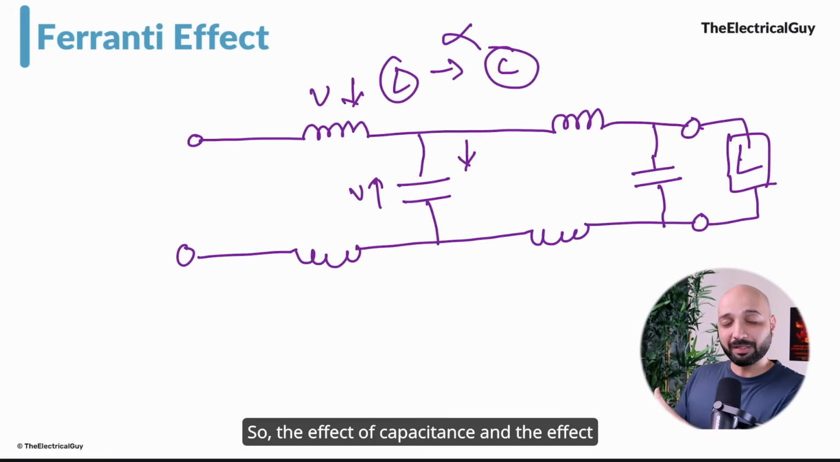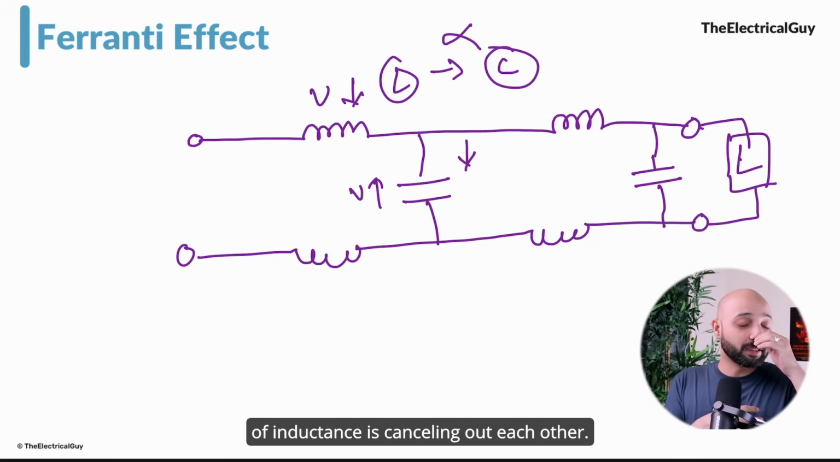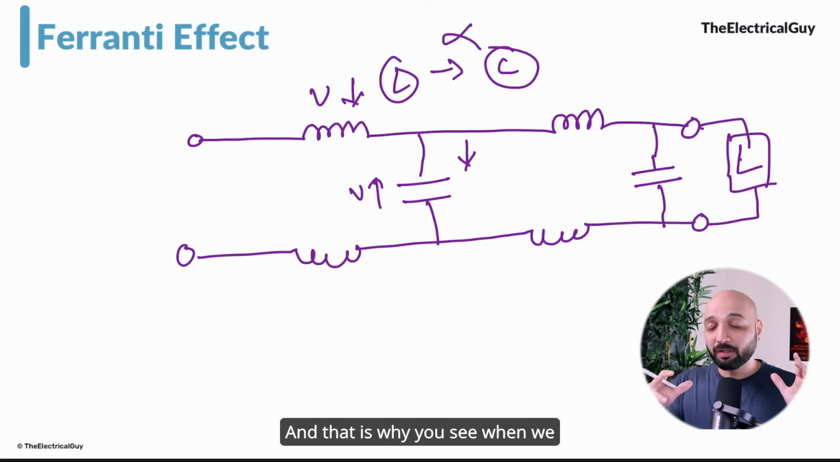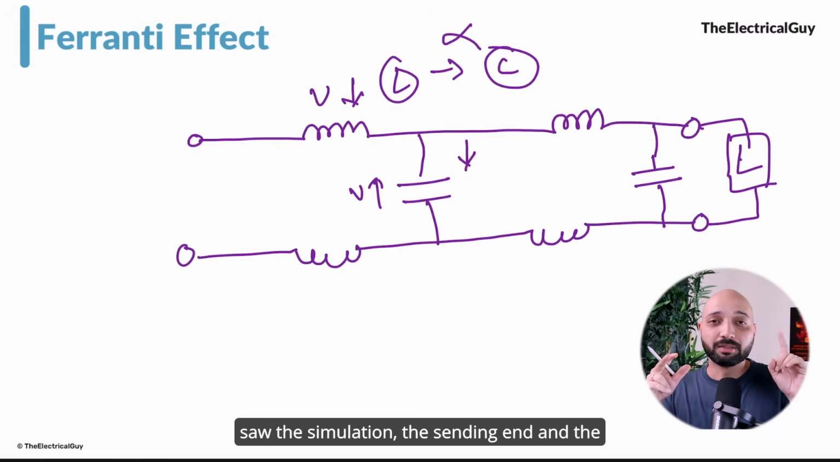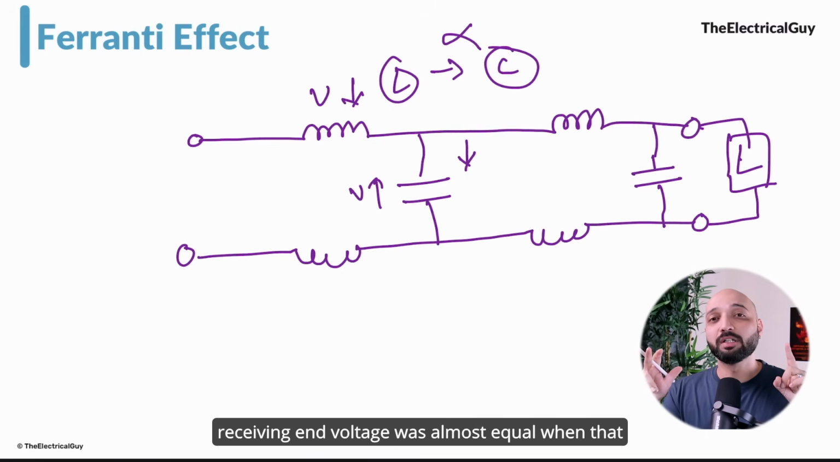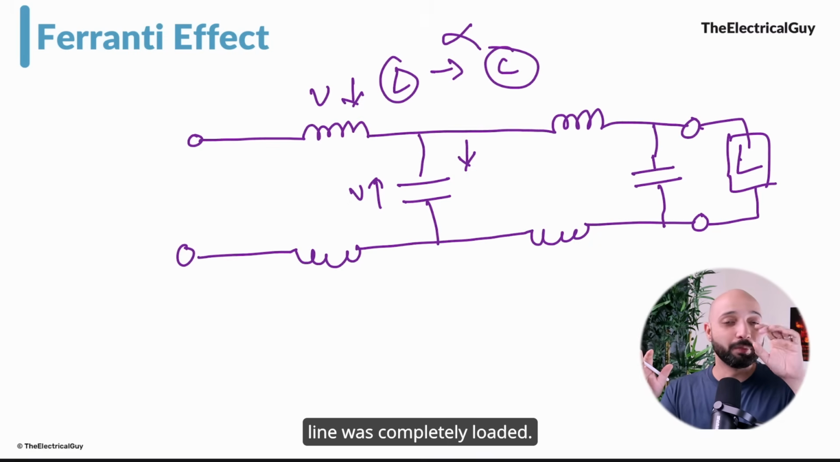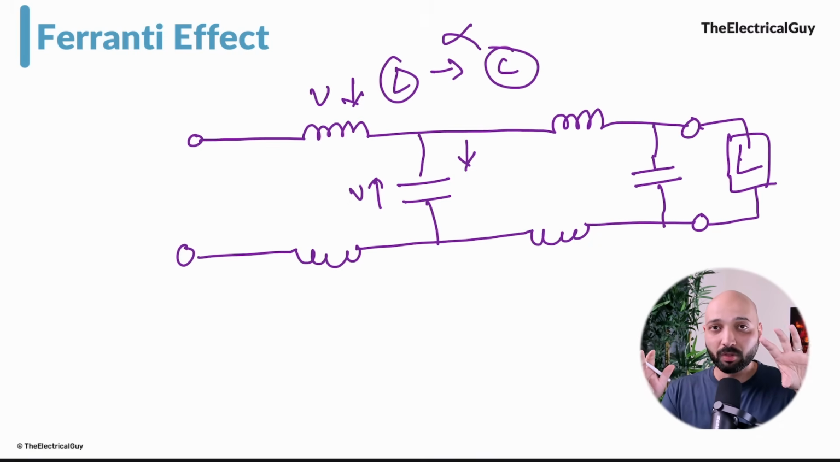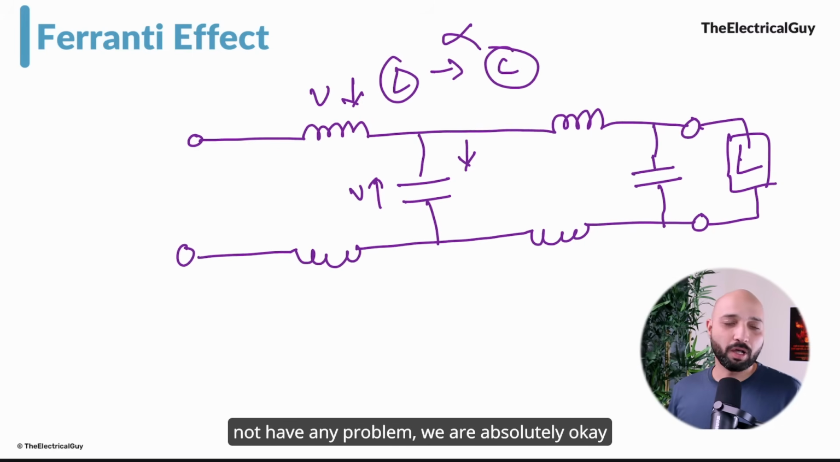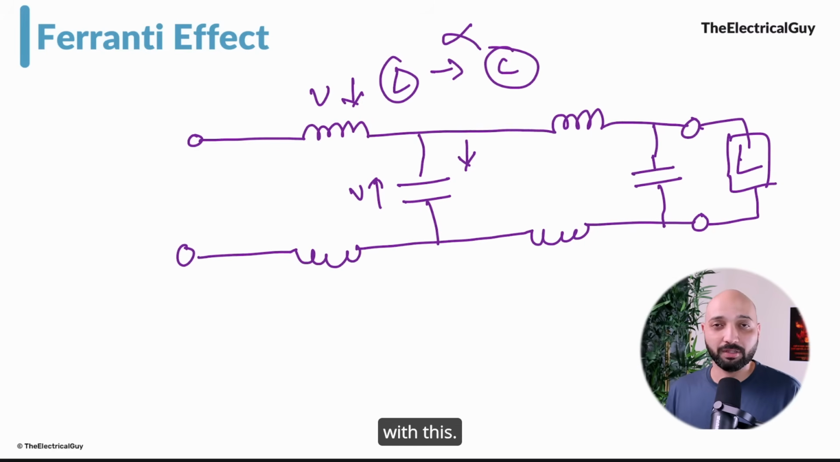So the effect of capacitance and the effect of inductance cancel each other out. And that's why, when we saw the simulation, the sending end and the receiving end voltage were almost equal when the line was completely loaded. And in this scenario, we do not have any problem. We are absolutely okay with this.